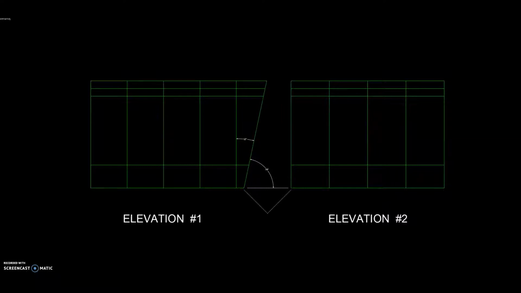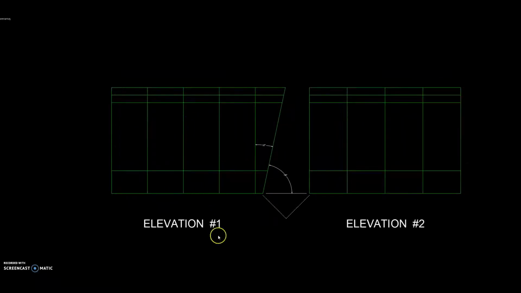As we can see here, these two schematic elevations, elevation number 1, elevation number 2. Elevation number 1, on a perfectly vertical plane, containing a tilt at its right side edge of 78 degrees in relation to the horizontal plane and 12 degrees to the vertical. Elevation number 2, at a slope following that tilt at the right side edge of elevation number 1.